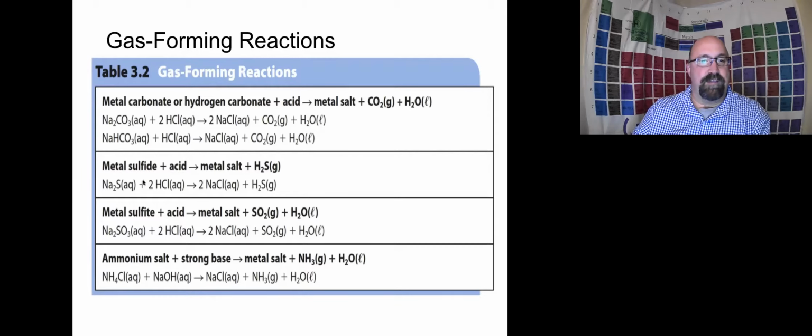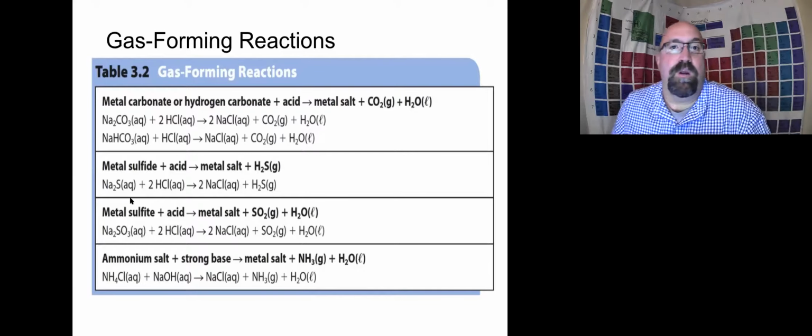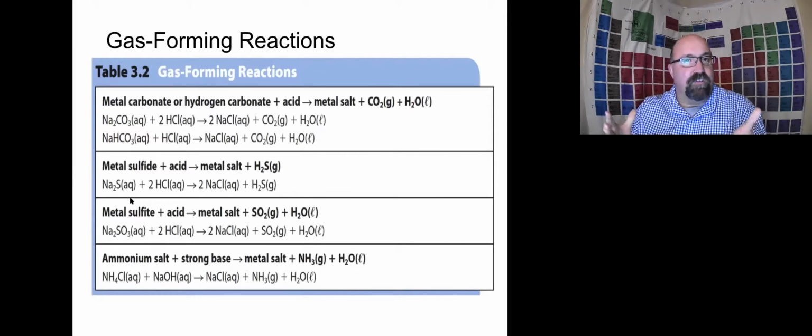Metal sulfide plus an acid, so sodium sulfide plus hydrochloric acid, also is a gas-forming reaction. We form our metal salt, and in these cases with our sulfides, we form hydrogen sulfide gas. And there are some other typical gas-forming reactions. Gas-forming reactions are another one of our drivers of chemical reactions, something that will cause a reaction to occur.